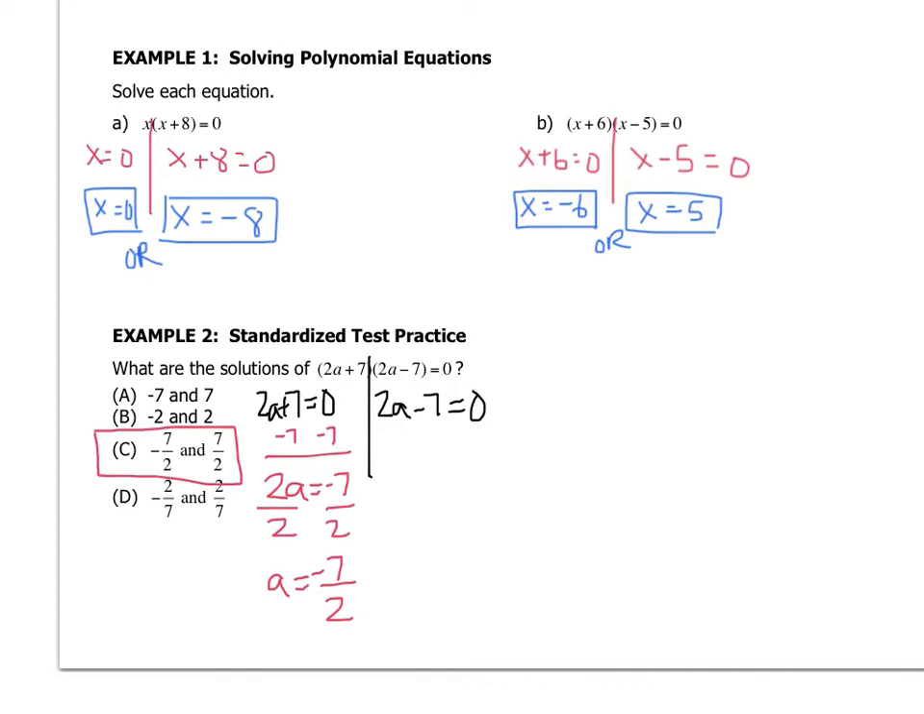But let's just show that we can get the other answer from the other root. So I'll add 7 to both sides here. And I get 2a equals 7. And when I divide by 2, I get positive 7 halves as the other root. And when you're ready, let's go to the next example.